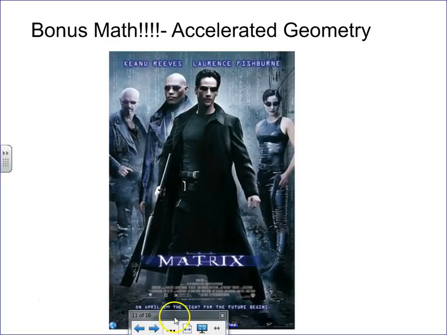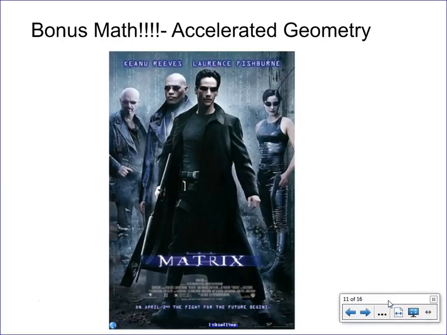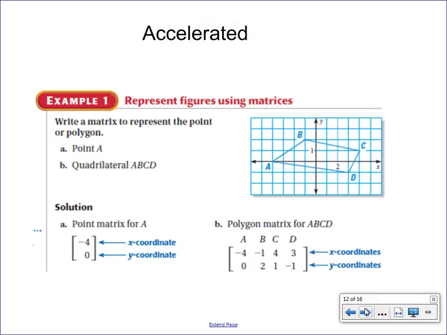We've got some bonus material for those of you who are doing the accelerated geometry curriculum. We're going to learn about the matrix. So even if you're not in the accelerated group and you want to learn about the matrix, feel free to follow along and pay attention. Otherwise, you can stop the video and you'll do some practice problems on translations. All right, so using the matrix.